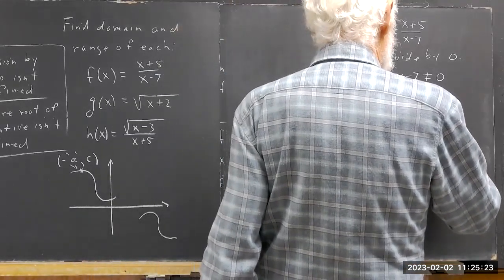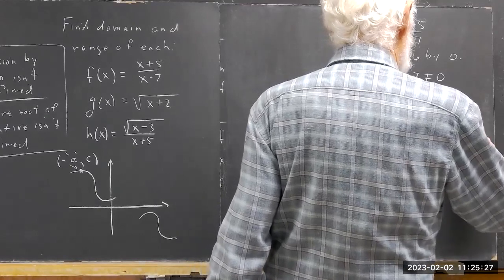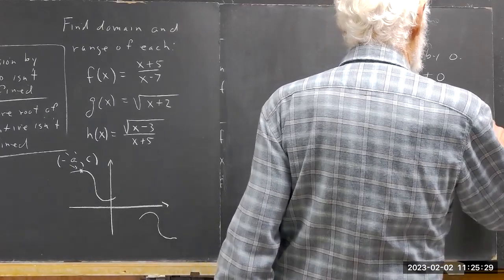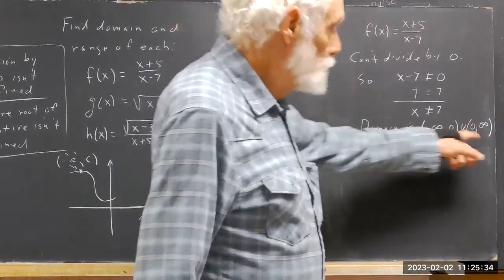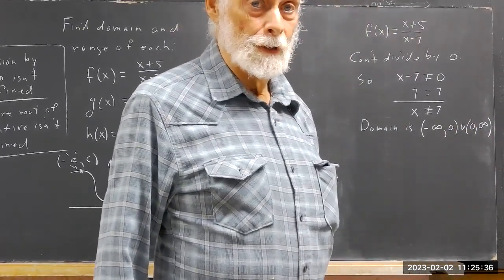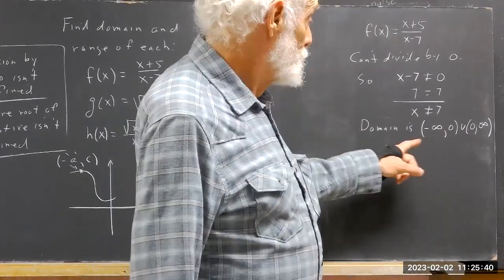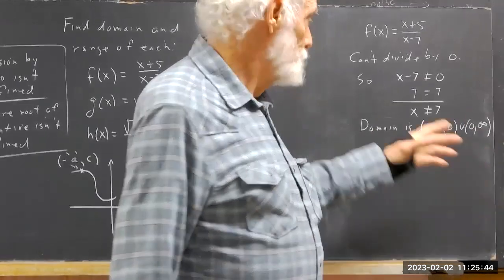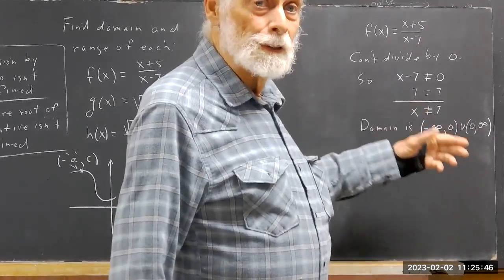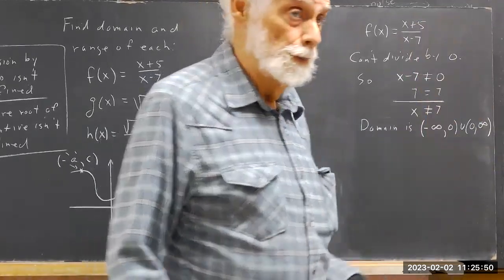The way Open Math would want you to express the domain is as a union of two intervals. Now, do we understand what the intervals mean? Negative infinity, 0 stands for all the numbers from negative infinity up to 0, but not including 0.